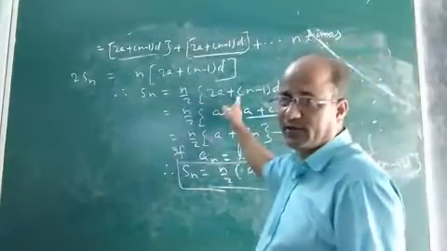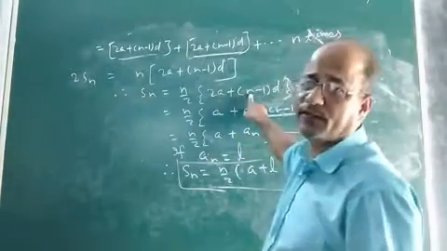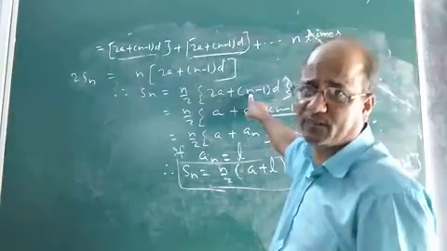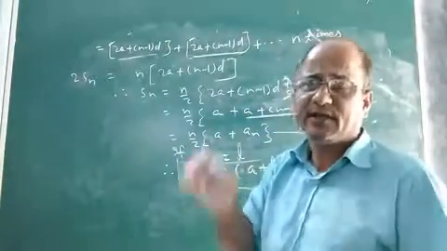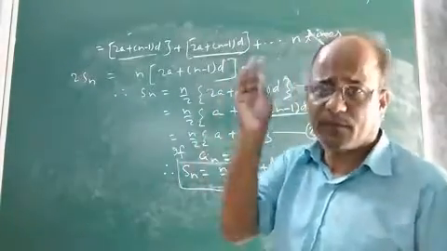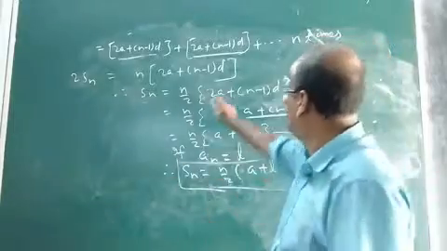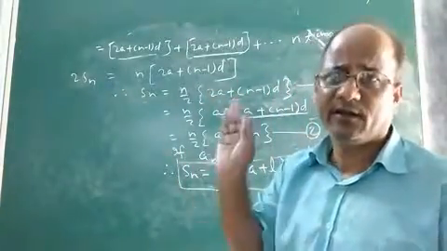And this formula we will use when the first term a is given, the number of terms n of the AP is given, and the common difference d. That means when the first term, the common difference and the number of terms of the AP are given, we will use this formula directly to find the sum of n terms of the AP.